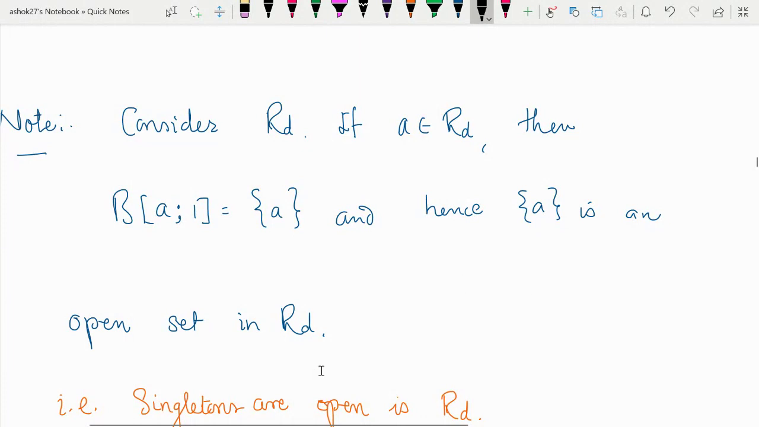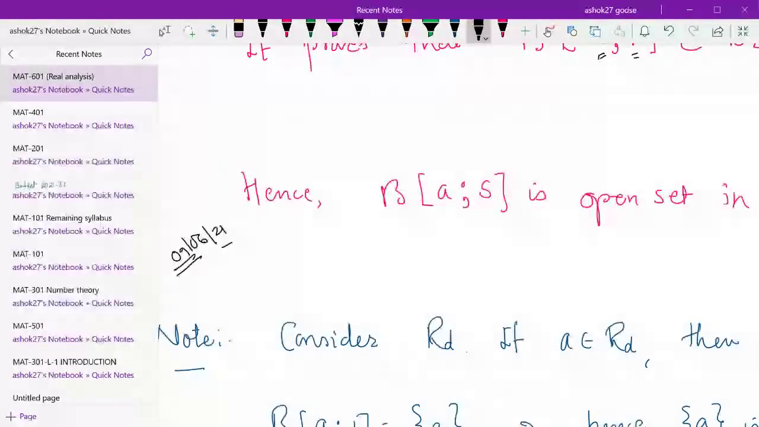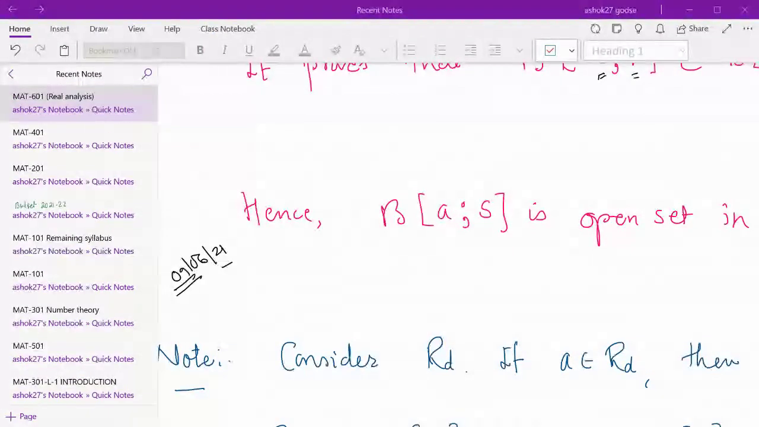So, we'll stop here. If you have any problem or query, you can unmute yourself and ask directly. I think there is some problem with this OneNote app, so it is not working properly. If you have any query, you can ask. So I will stop here.